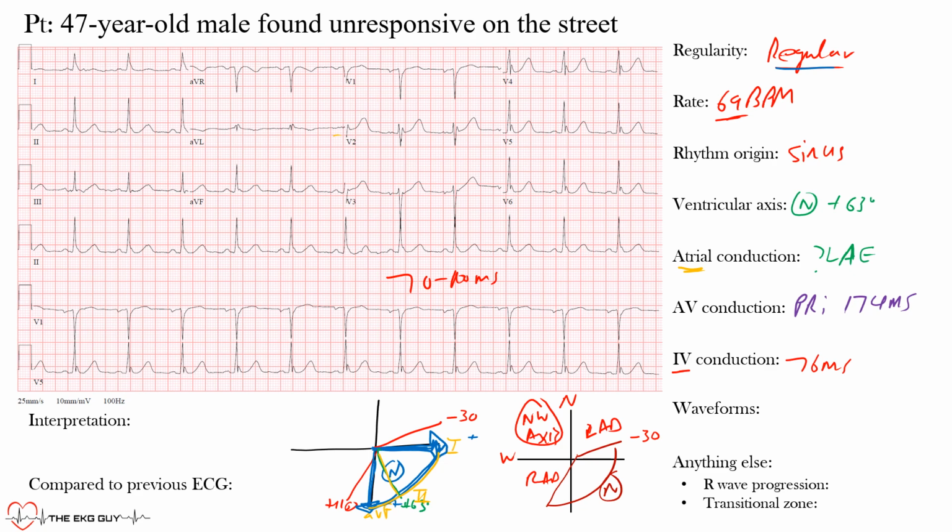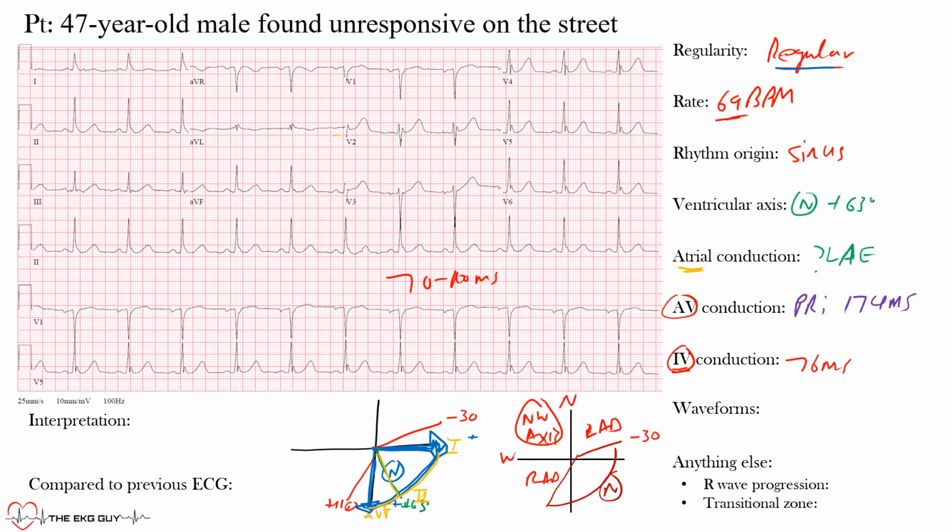Okay, sometimes if that is prolonged, but you don't have any morphologic evidence of a bundle branch block, we may call that an intraventricular conduction delay. So IV means intraventricular, AV is atrioventricular. Okay, so IV conduction is normal here. We have no evidence of any bundle branch block.